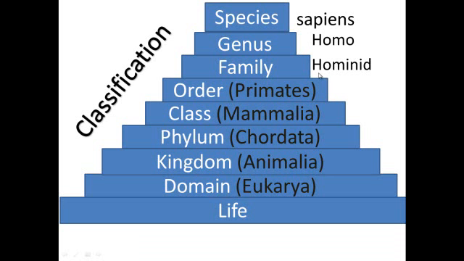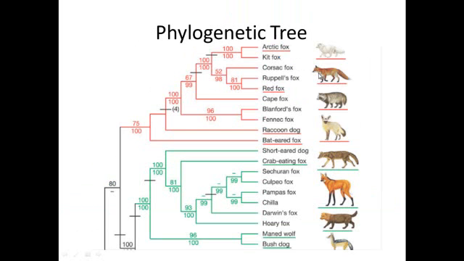What other things are we related to? So instead, we would look at something like a phylogenetic tree. Now, this is actually a genetic tree of the order Carnivora, which are carnivores. But you can see, going back very far, an Arctic fox and a kit fox are closely related, but the Arctic fox is fairly distantly related to something like a short-eared dog or a crab-eating fox.